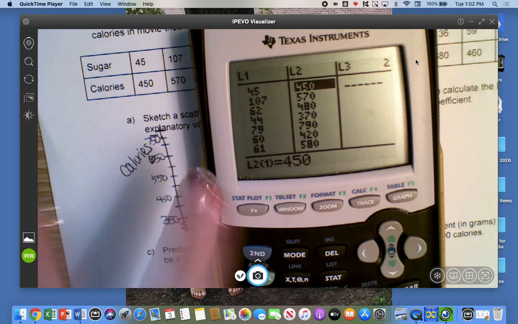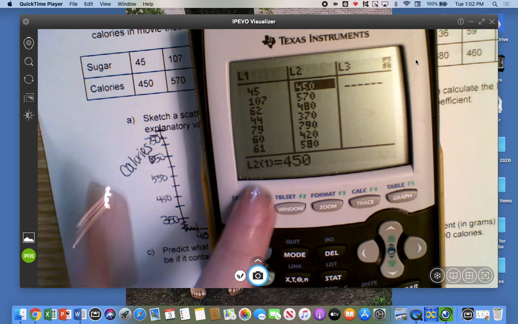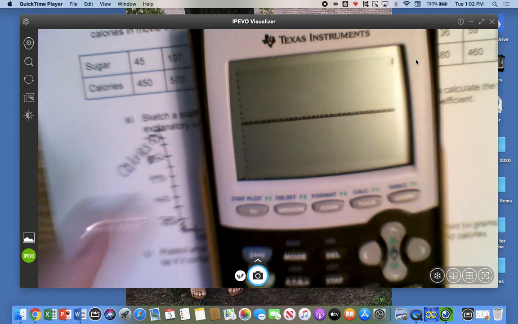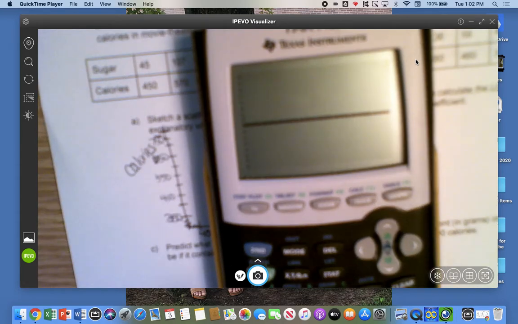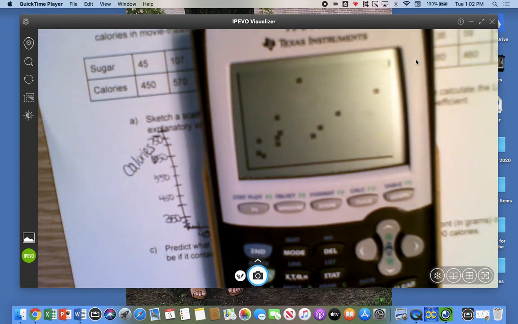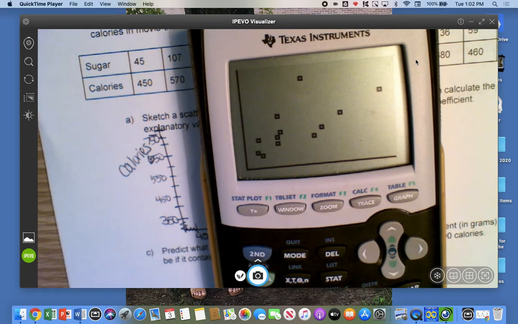And so you should have a graph, which I'm going to turn my stat plot on. Graph, zoom 9. Your scatter plot should look kind of like this once you make it. Now this scale might be different, so it's not going to look 100% like that, but it should be the right idea.